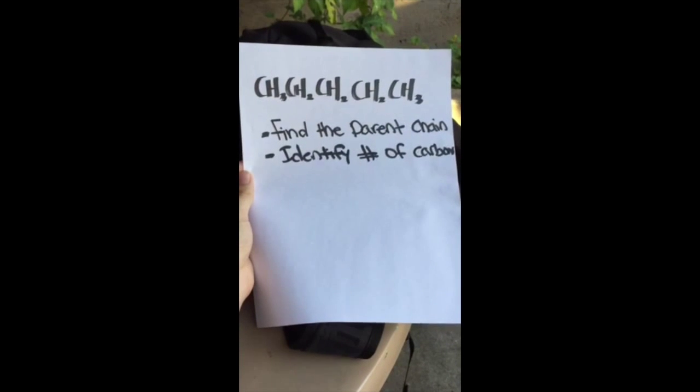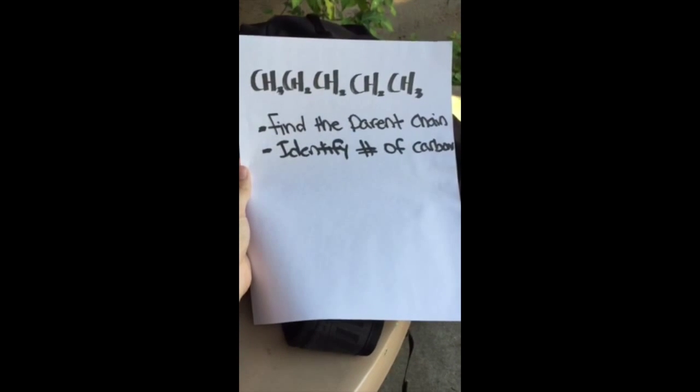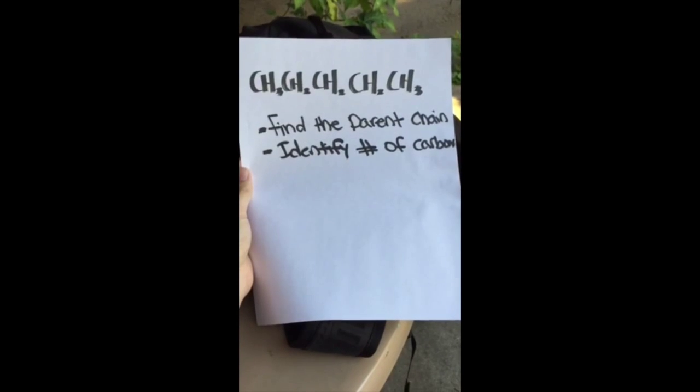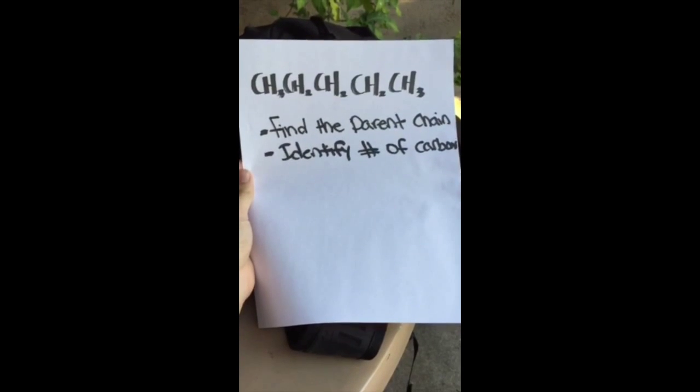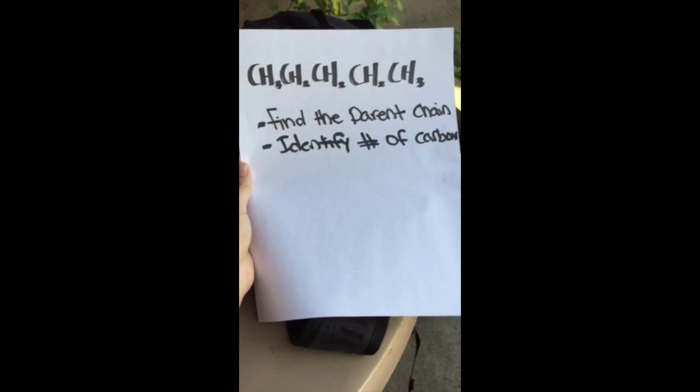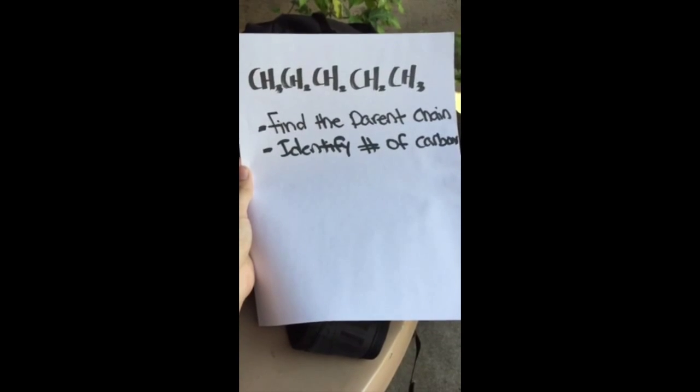When naming alkanes, there's a method used to name the organic compound, known as the IUPAC rules, devised by the International Union of Pure and Applied Chemistry. Using the IUPAC rules involves identifying an alkane's parent chain.